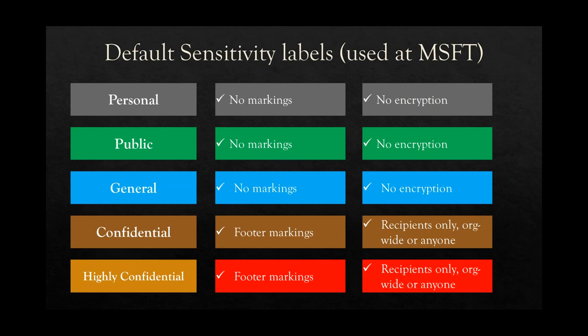Okay. So that's the behavior of the default labels. And yes, you can make custom ones. So for example, maybe you have an accounting department, you could create a subcategory under confidential like confidential/accounting. And now your encryption applies just to those specific people and only they can open it, right? That's the idea.